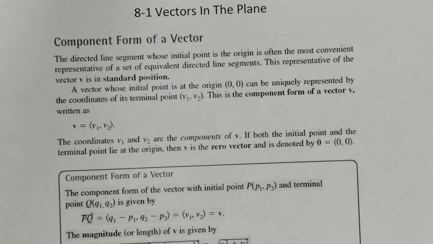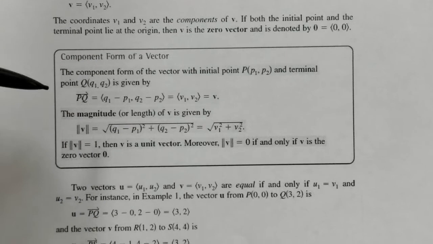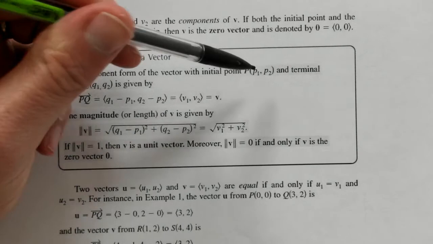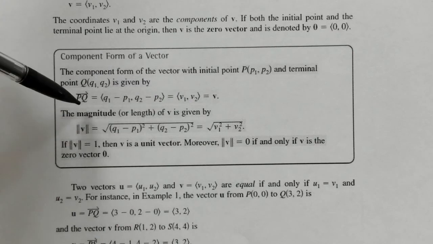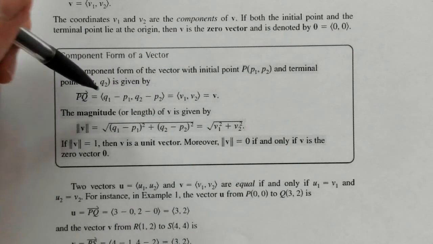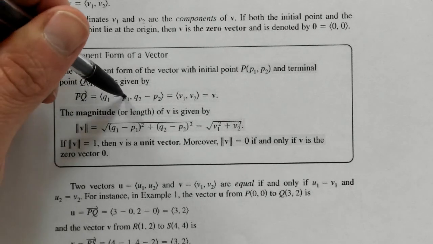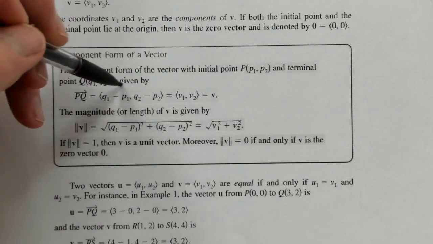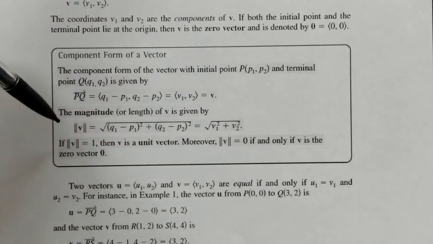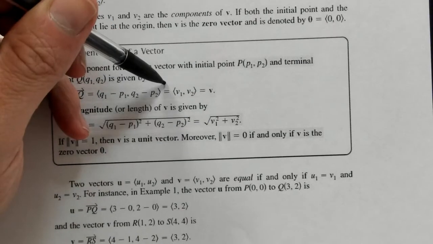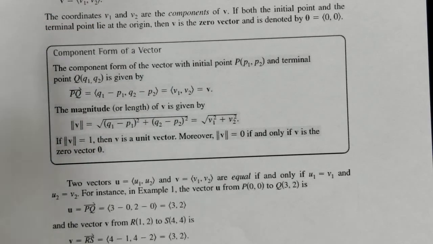And so again, for the component form, if the initial point is P1, P2, and the terminal point is Q1, Q2, then the component form is found by subtracting the x of the initial point from the x of the terminal point, and the y of the initial point from the y of the terminal point, and that would give you your component form. Because remember, the component form is how far vertical and horizontal direction from the initial point, and that's how you can get those coordinates.